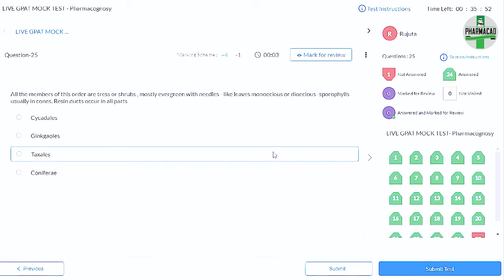Okay. Last question. All the members of this order are trees or shrubs, mostly evergreen, with needle-like leaves, monoecious or dioecious, sporophylls usually in cones. Resin ducts occur in all parts. Would anyone like to guess? Let's think slowly. Okay, fine.